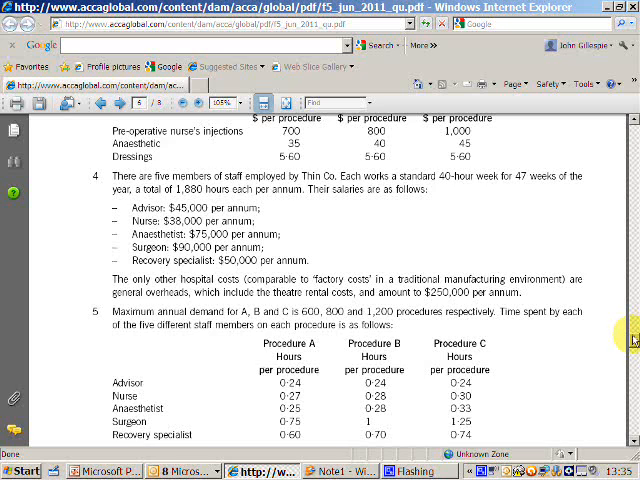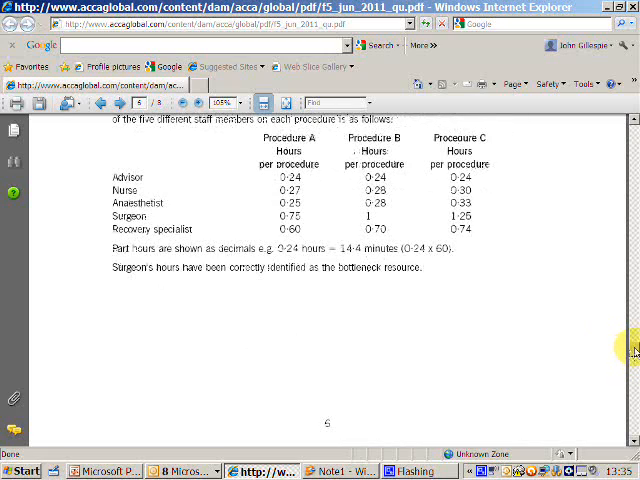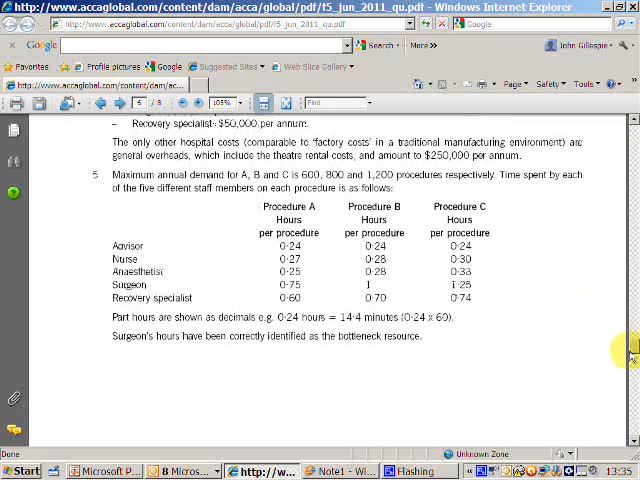an amount of 250,000 per annum. Now we have information on the maximum demand for A, B and C: 600, 800, 1200 procedures respectively, and the time spent by each of the 5 different staff members for each procedure is as follows. So procedure A, and we've got the time per procedure for each of the 5 people involved in the process.